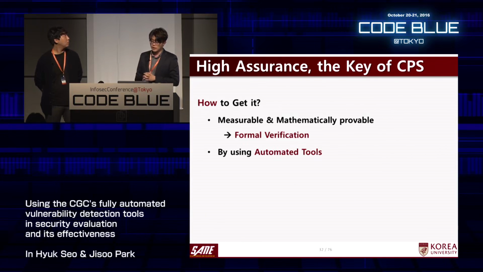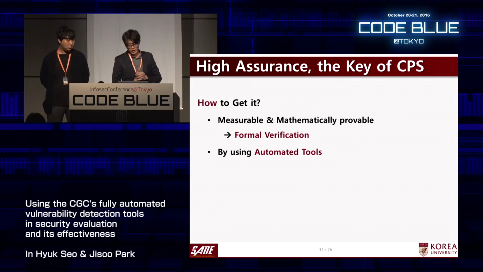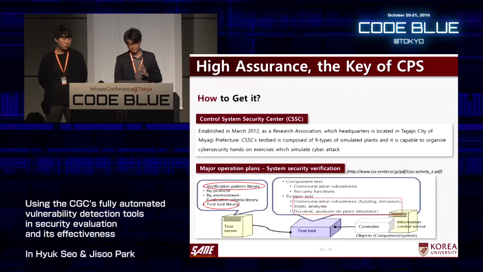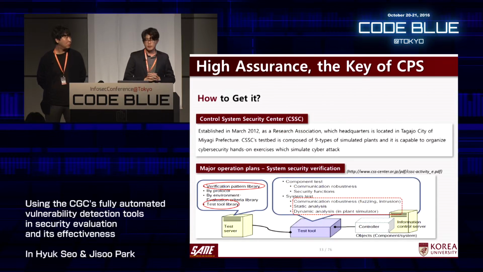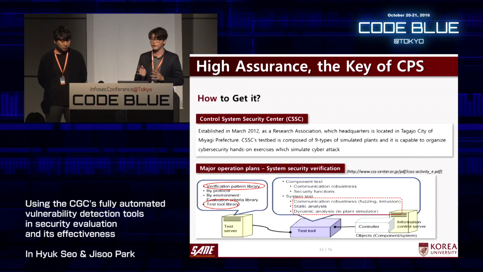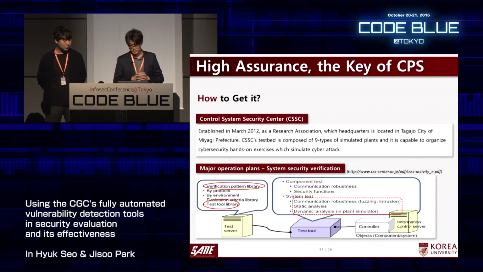Like ISO 15408 and 29128, to achieve a higher assurance level, all evidence should be measurable and mathematically provable. So that's why we need formal verification, and some tools can help this process. In many countries, testing, evaluation, and certification methods to achieve higher assurance are being researched.